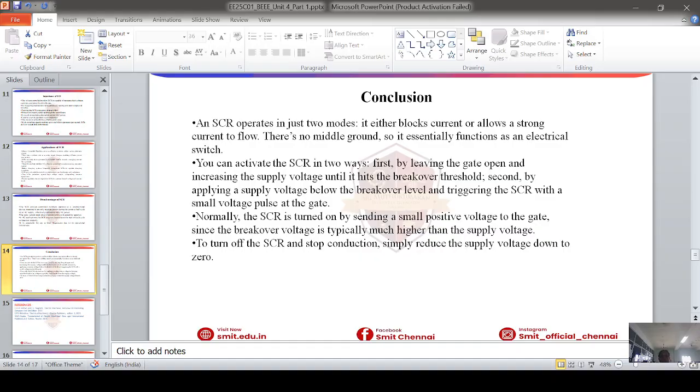Conclusions. SCR is an efficient power switching device that operates either in the on state or the off state. It can be triggered using a gate pulse and is widely used in power control applications due to its reliability and power handling capability.